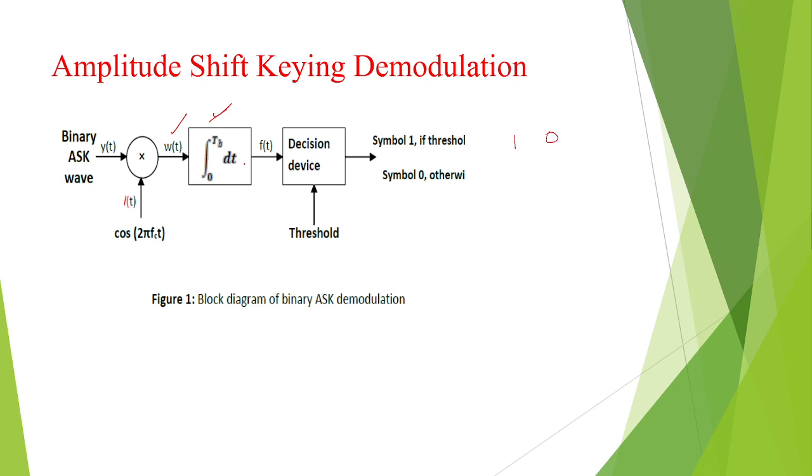If it exceeds the threshold, we assume the output is 1. If it is less than the threshold voltage, we assume it is a 0. Like that we can get our required demodulated signal. This is the ASK output. Again we use the carrier, both are demodulated, and based on the decision device we can get our required output, the original signal.